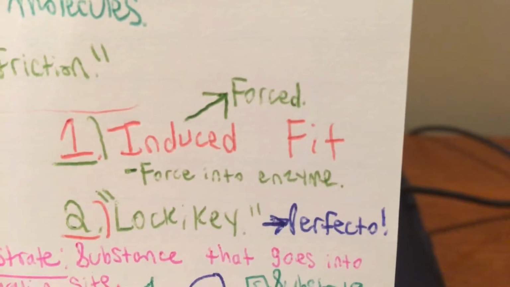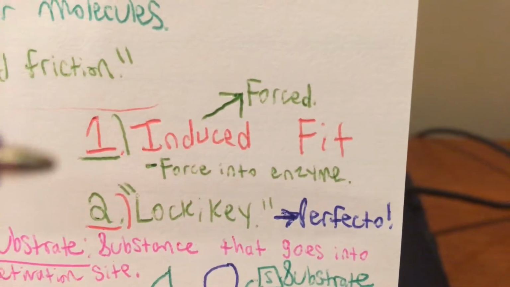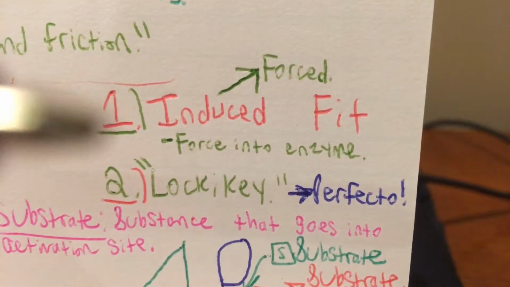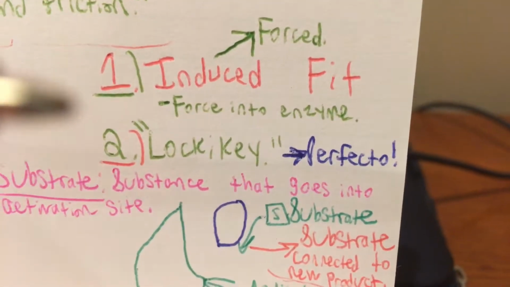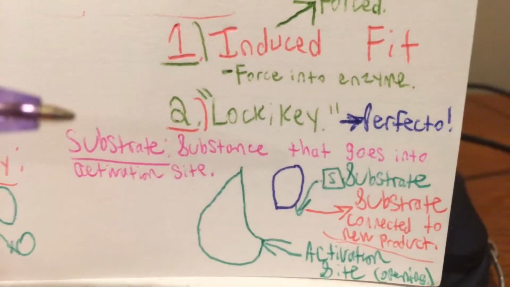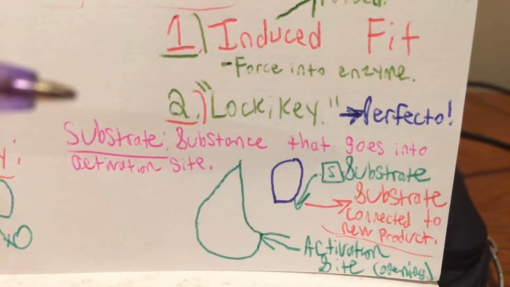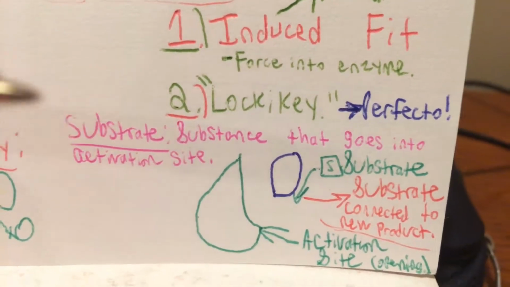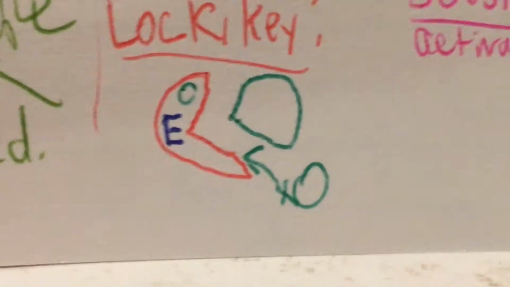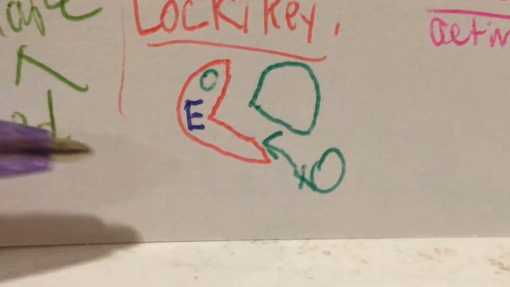Induced, in this situation, means forced. Induced fit means to force into the enzyme. Lock and key is perfect. And that leads to a substrate, and that is a substance that goes into the activation site. And here's your lock and key that looks literally like Pac-Man, but it's just red.